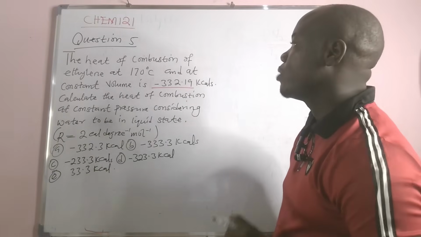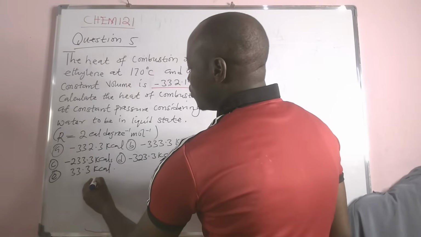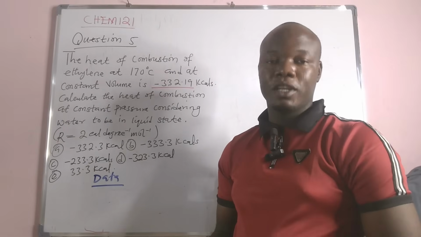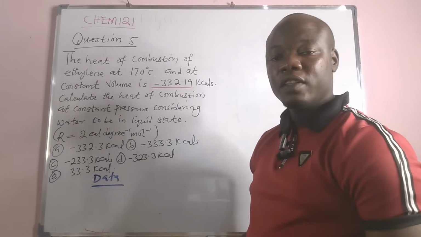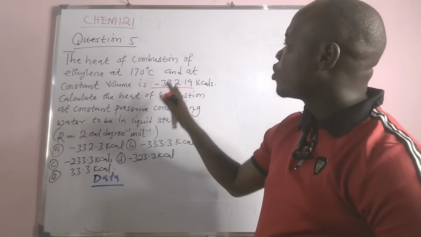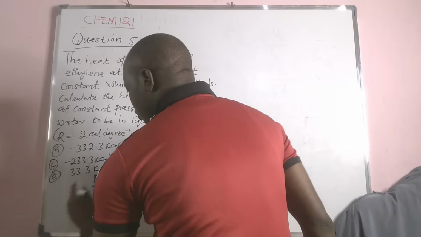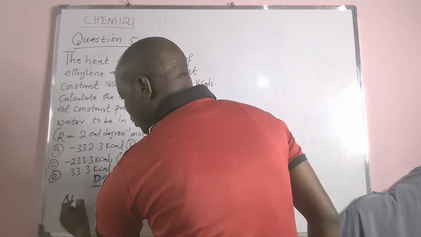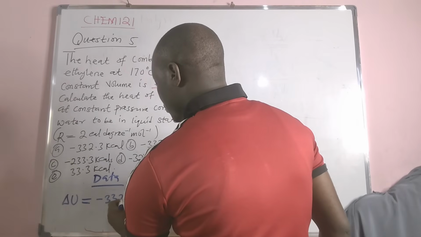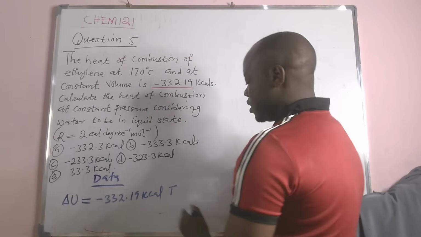So you see here, we have the heat of combustion at constant volume. So we are now going to bring the data out from the calculations. So now the heat of combustion of ethylene at this temperature, that is the internal energy of the combustion, is now equal to minus 332.19 kilocal.